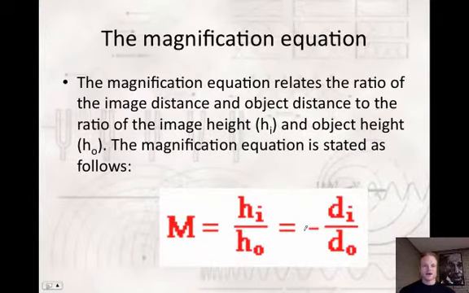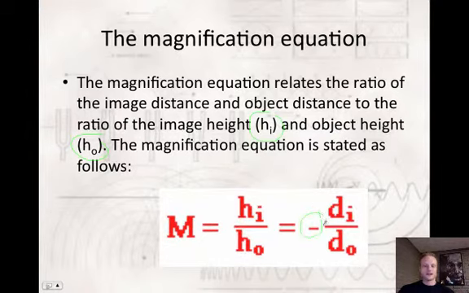Now, what if you want to know how big or small the image produced from an object is? We're again going to use the magnification equation, which relates the ratio of the image distance and object distance to the ratio of the image height and the object height. Image height is h sub i, and object height is h sub o. d sub i is the distance to the image, and d sub o is the distance to the object.